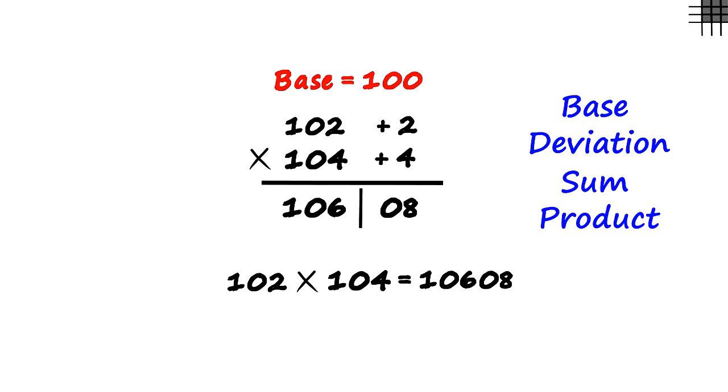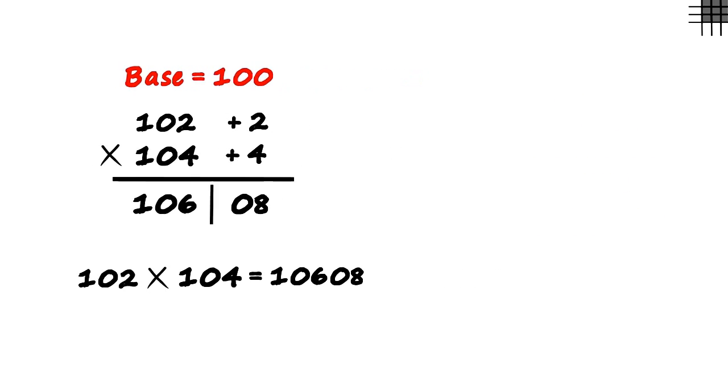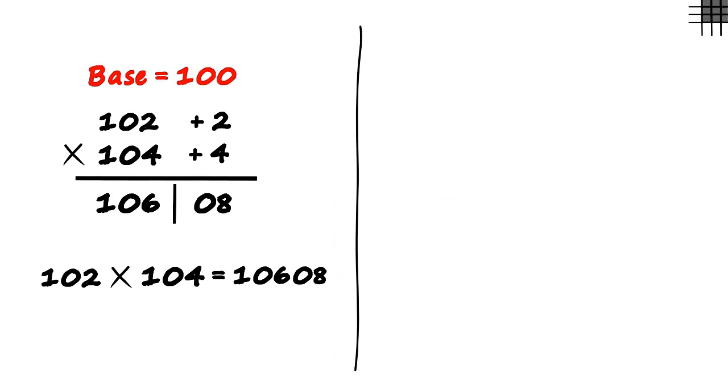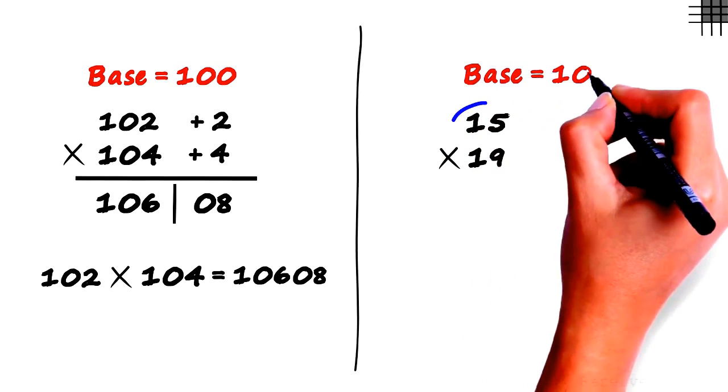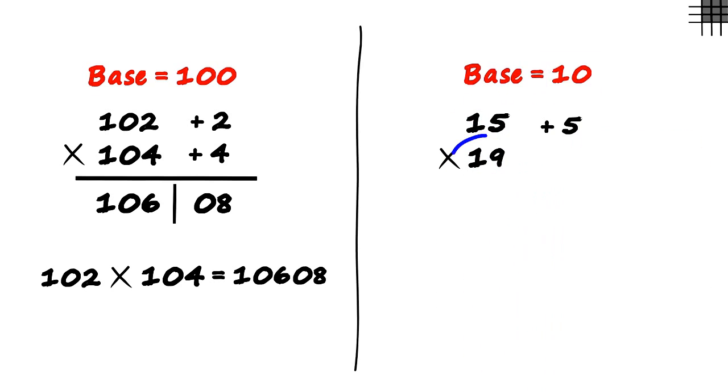That's it. Why don't you try another one? Take a simpler one this time. 15 times 19. As both the numbers are close to 10, let's make 10 as the base here. 15 minus 10 is 5 and 19 minus 10 is 9.